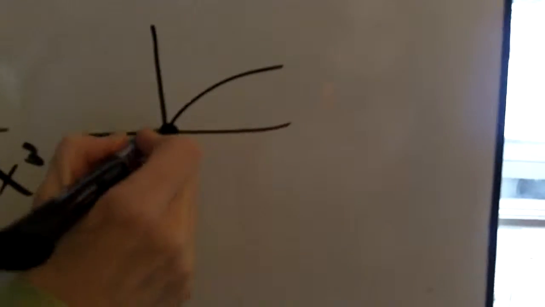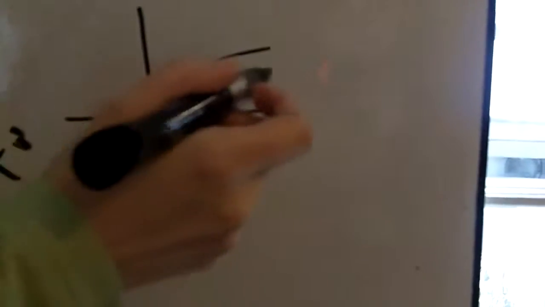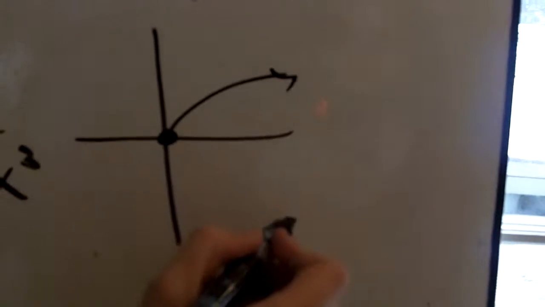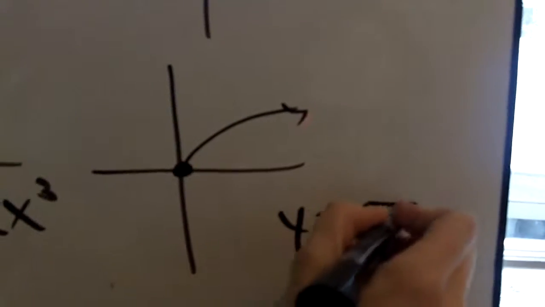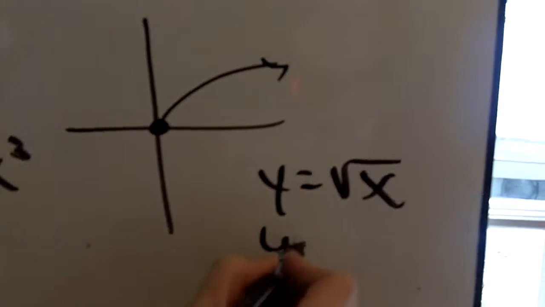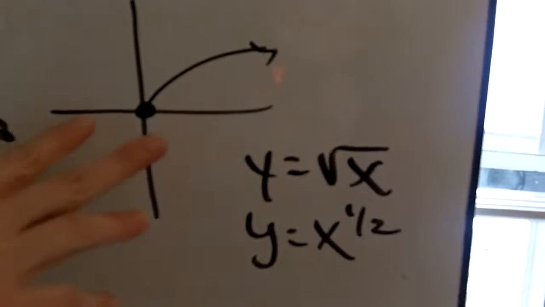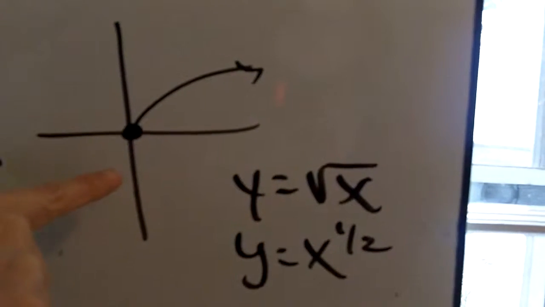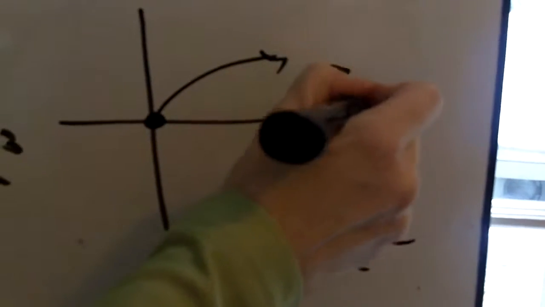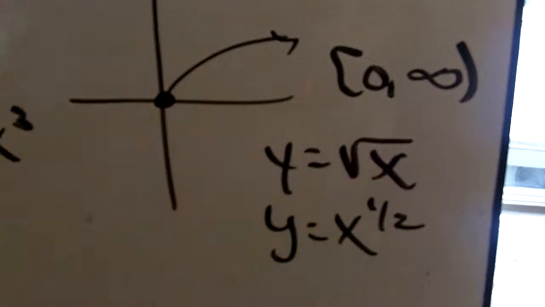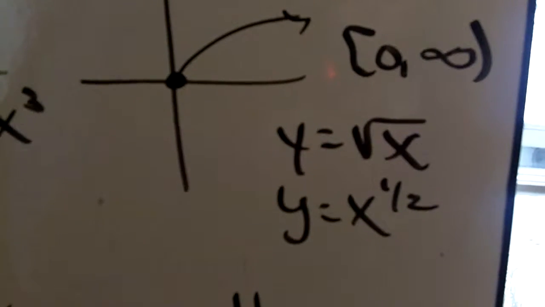This function that has a definite starting spot and then it goes on forever is the function y equals the square root of x, or y equals x to the 1/2. You can tell that function has a domain that includes all the numbers from 0 to infinity. You cannot put a negative number under a radical and come up with a real solution.